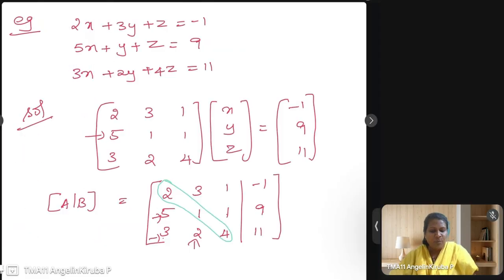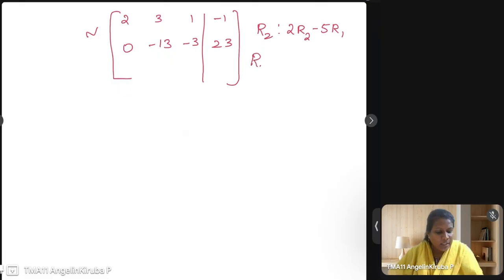Next, we can make this 3 equal to 0. And for this 3, again, what can we do? Directly we cannot do it, so I'm going to multiply some coefficient with R3 and then with R1 also. So I'm going to combine these two now. That is 2 times R3 minus 3 times R1. So R3 equals 2 times R3 minus 3 times R1.